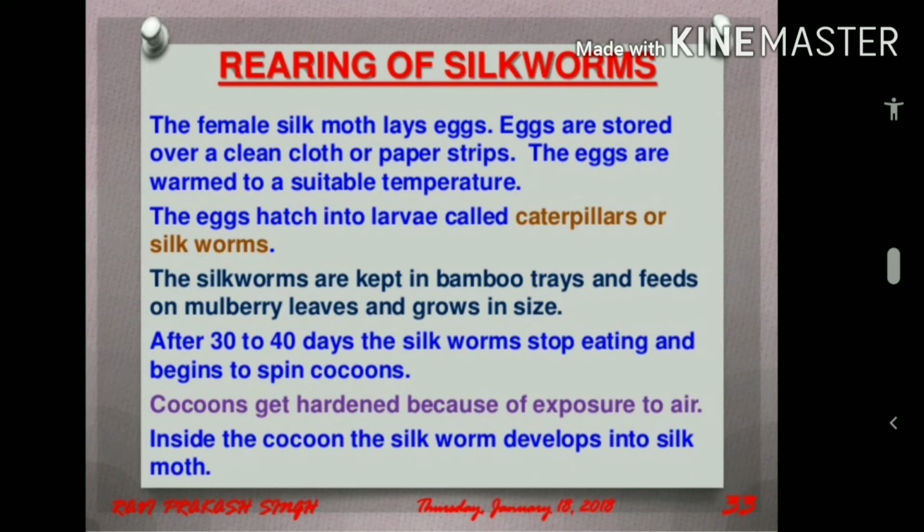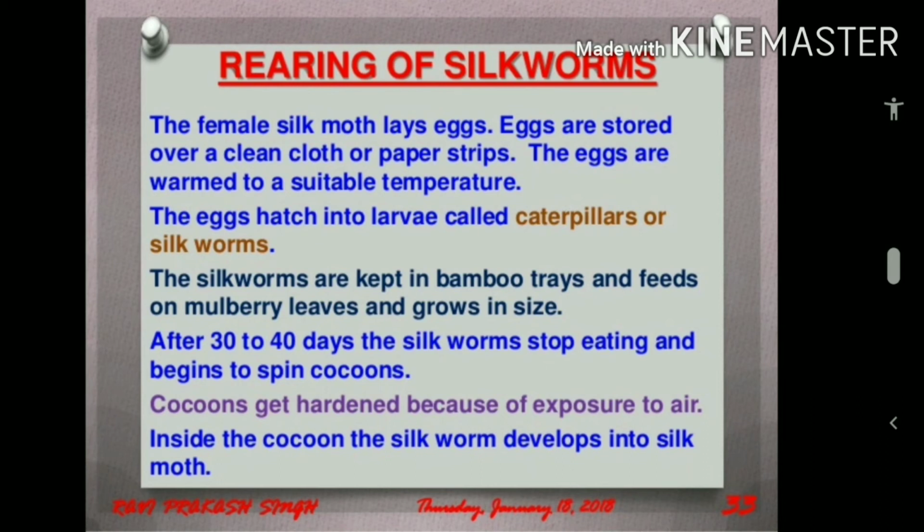Next is the rearing of silkworms. The female silk moth lays eggs. Eggs are stored over a clean cloth or paper strips. The eggs are warmed to a suitable temperature. The eggs hatch into larvae called caterpillars or silkworms. The silkworms are kept in bamboo trays and fed on mulberry leaves. When they grow in size, they stop eating. After 30 to 40 days, the silkworms stop eating and begin to spin cocoons around themselves.